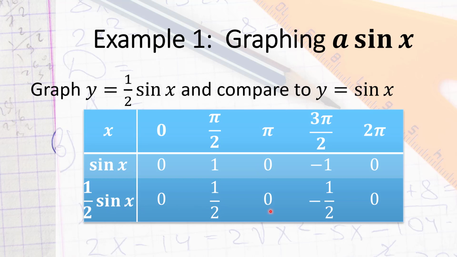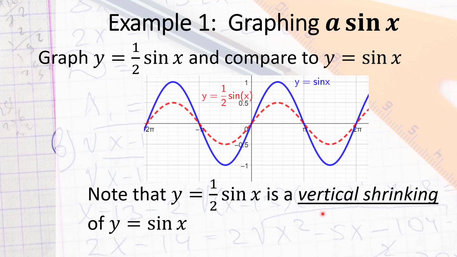Similarly, we have zeros at the pi's. At 3 pi over 2, we have -1 for sine x. That, of course, gets scaled to -1/2 for 1/2 sine x. And, of course, we have 0 and 0 at the 2 pi's. What does the graph look like? Well, there it is. This here is sine of x. This here is 1/2 sine of x. So it turns out that 1/2 sine of x is a vertical shrinking of sine of x.